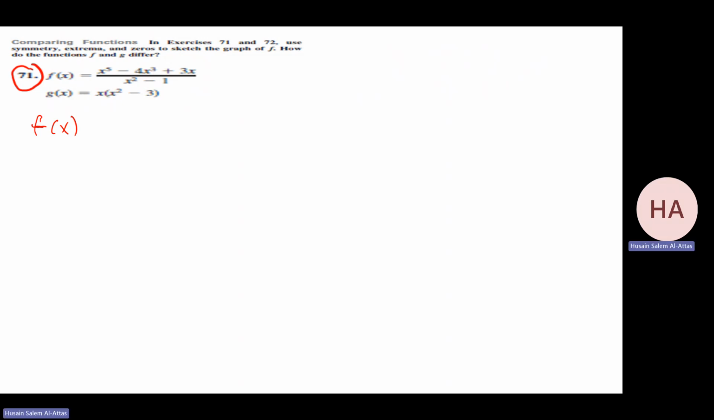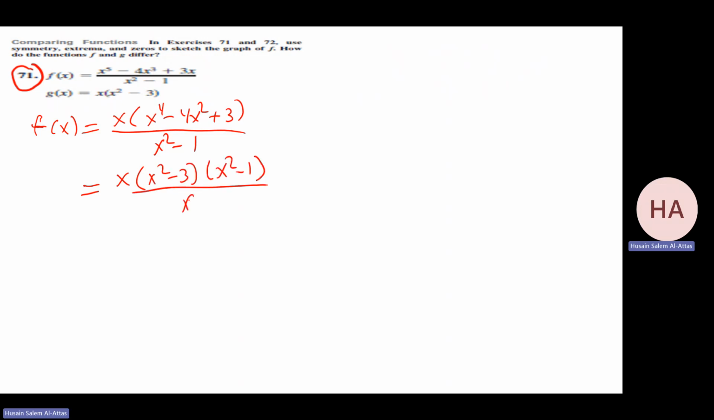So I have what? Take x, I have x to the power 4 minus 4x squared plus 3 over x squared minus 1. And this will be x. This I can factor: x squared minus 3 times x squared minus 1 over x squared minus 1. Now this can be cancelled, provided x is not equal to plus or minus 1. So it will be the same.